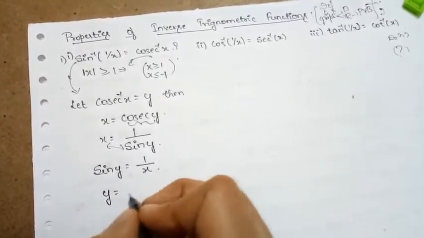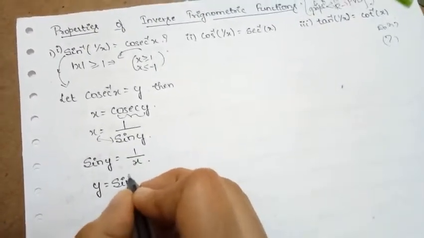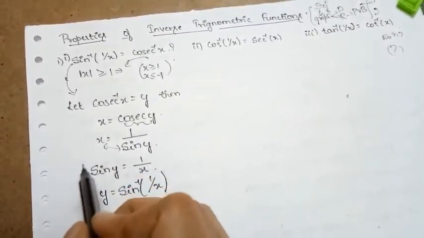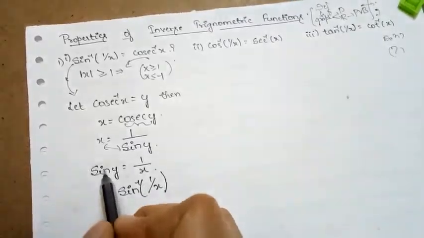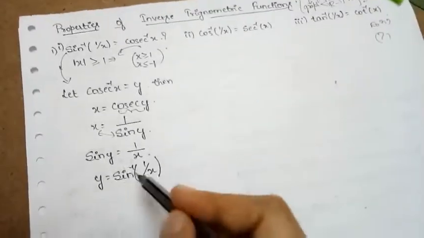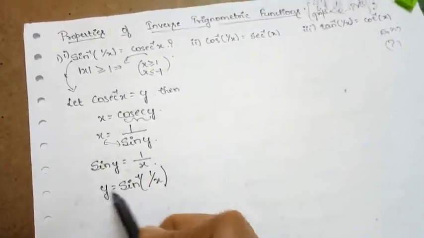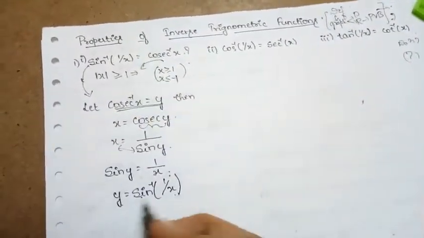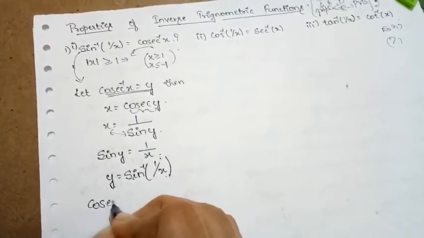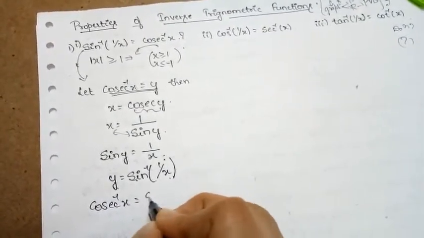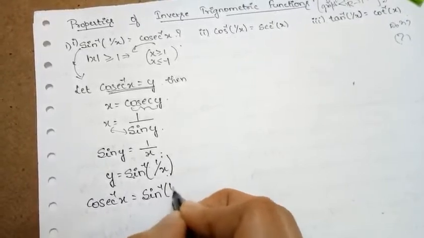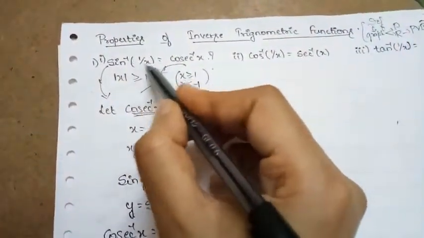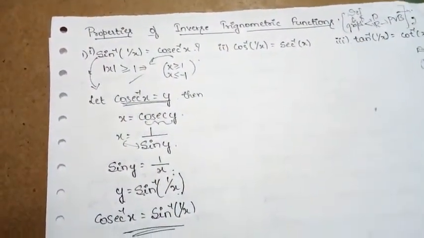If sine comes to the RHS, it becomes the inverse function, so we take the inverse on both sides. Sine inverse of sine gets cancelled, and we get y is equal to sine inverse 1 by x. What is y? Our y is nothing but cosecant inverse of x, which is equal to sine inverse of 1 by x. Thus we have proved the given result, that is sine inverse 1 by x is equal to cosecant inverse x.